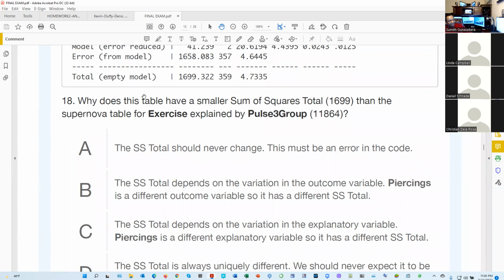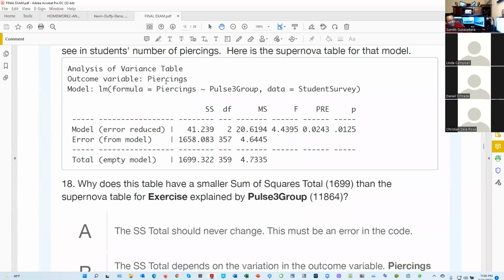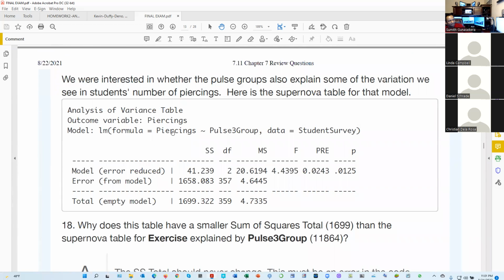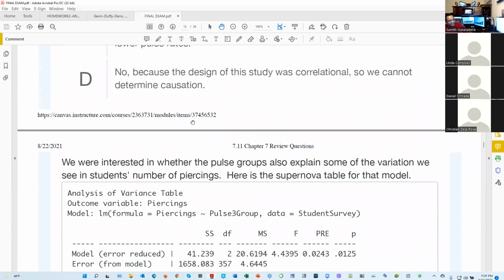Go back to this one. We have two different numbers for those two. Those two sum of square total numbers depend on the variation in the outcome variable. Pearson is a different outcome variable, so it has a different value. You get different numbers from the sum of square total for the reason that they have different y values, Pearson's and the other one, exercise.